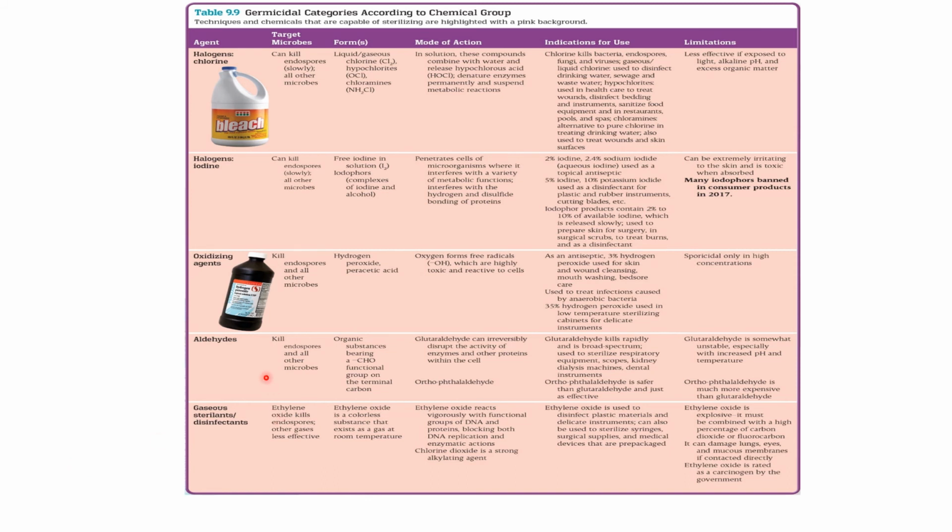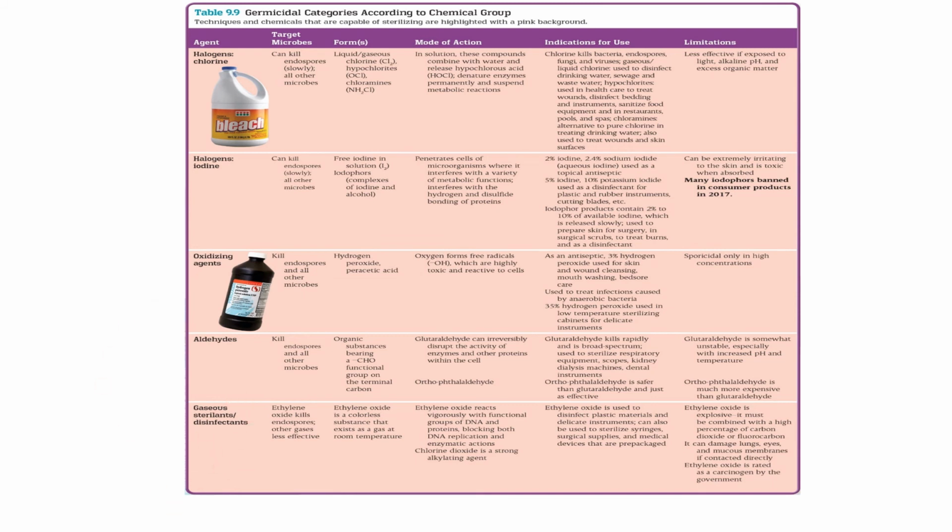Aldehydes are another group, and aldehydes can kill microbes and endospores, etc. The way aldehydes work is they disrupt the activity of proteins, so the proteins will not function properly. A lot of these chemicals that we are using could actually be considered broad spectrum. Broad spectrum means that they can kill both gram positives and gram negatives, or they can affect the growth of both gram positive and gram negative microbes. That's what it means by broad spectrum.